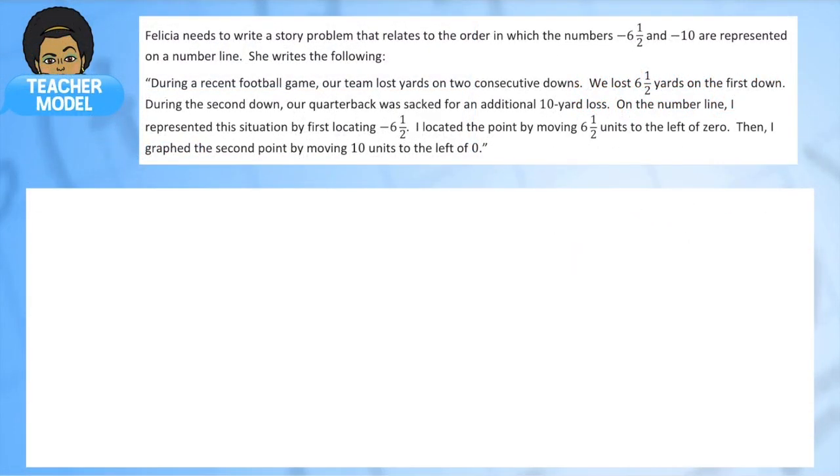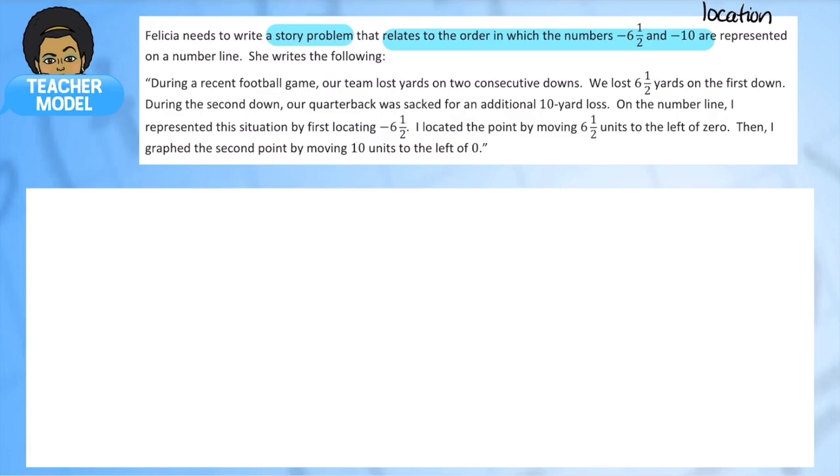Here's our second story problem with Felicia. Hit pause and take a few seconds just to read through the problem. Here's the important information that I got out of this as I was underlining. We knew this was a story problem, and she has to relate the order in which -6.5 and -10 are represented on the number line. So this has to do with their locations, like where they're located. She wants to show a connection between them.